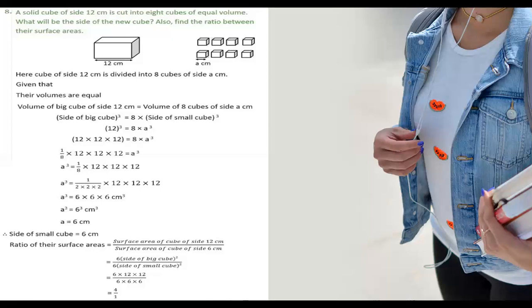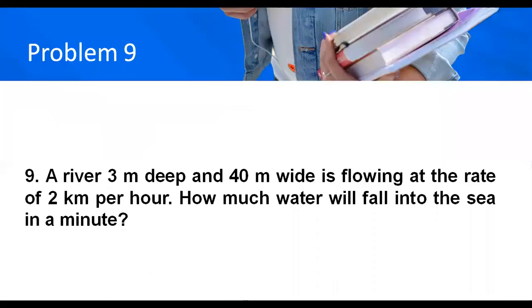Now we need to find the ratio of the surface areas. So the ratio of the surface areas is equal to the surface area of the cube of side 12 centimeters divided by the surface area of the cube of side 6 centimeters. So it is 6 into 12 into 12 by 6 into 6 into 6, that is 4 by 1. So the ratio is 4:1.